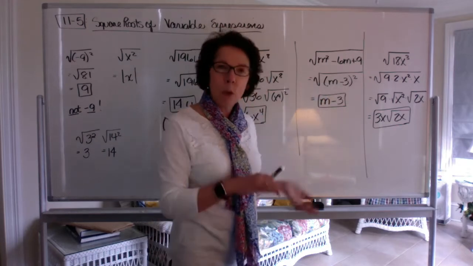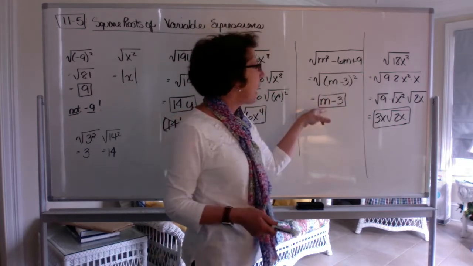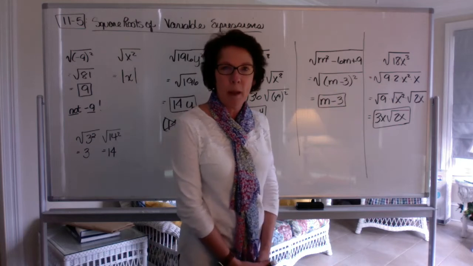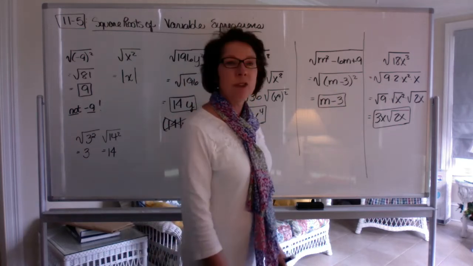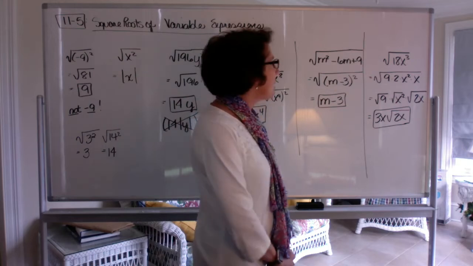Well, remember, a square root undoes a square, and so my answer is simply the binomial m minus 3. Let's go to one more. Let's go over to the square root of 18x cubed.